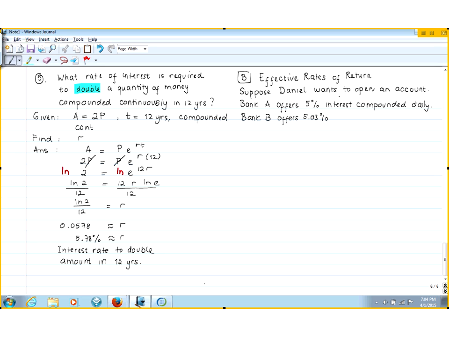Bank B offers 5.03% compounded quarterly. And bank C offers 4.989% interest, but in this case, this is compounded continuously. So the question is, which bank of these 3 offers the best deal?